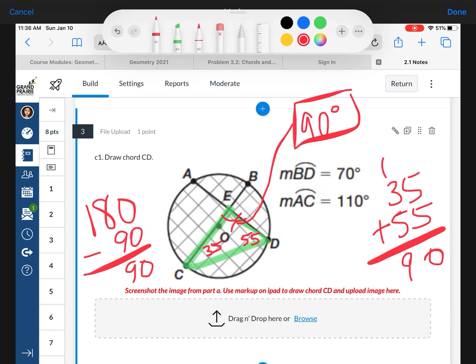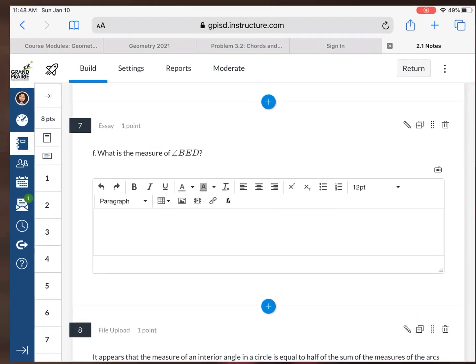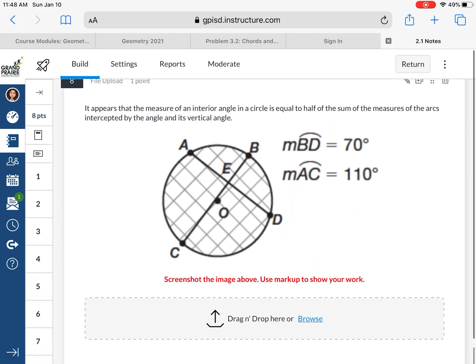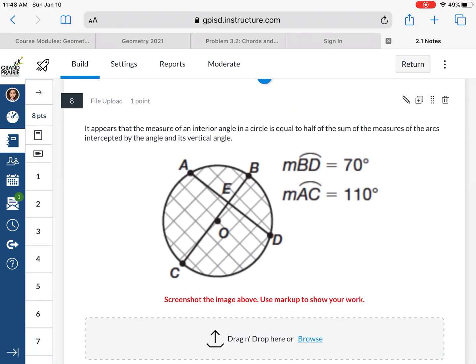Remember, there was just a typo. Please try not to get confused. Instead, they're not asking for BED, they're asking for CED, and so that angle is 90 degrees. Okay. Moving on to number 8. So number 8, this is the last one, and we're done with this section.